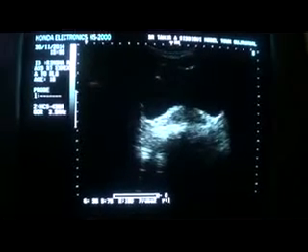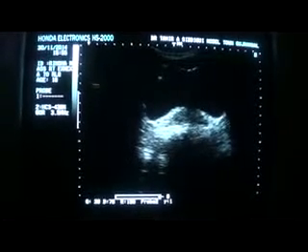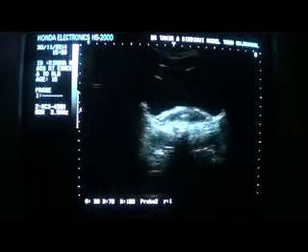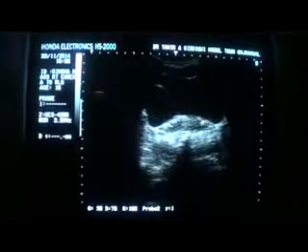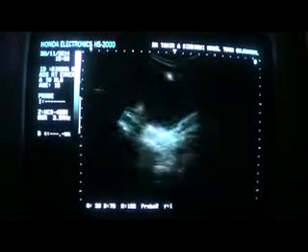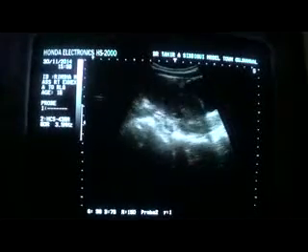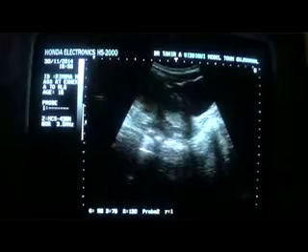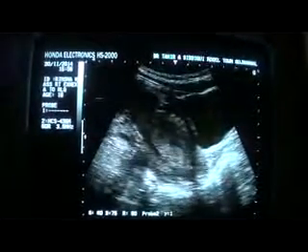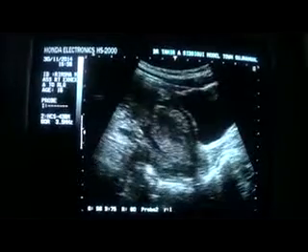This ultrasound study is that of a 16 years old young unmarried girl, and this is the urinary bladder in transverse section. This is the urinary bladder in longitudinal section. Now this is the uterus in longitudinal section.